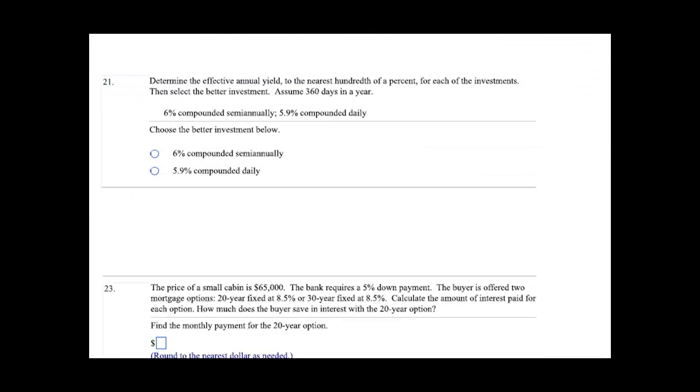Okay, for number 21, determine the effective annual yield to the nearest hundredth of a percent for each of the investments, then select the better investment. Well, we need to have the proper formula, which for our effective annual yield is y equals 1 plus r over n to the n minus 1.